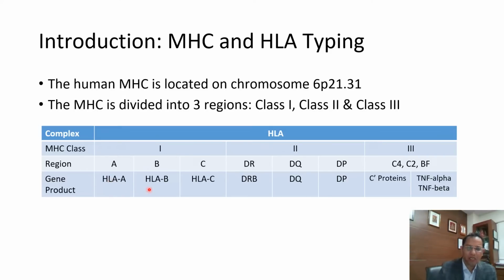So class 1 is HLA A, B, C, and class 2 is HLA DP, DQ, and DR. Out of these, A, B, and DR are non-negotiable. You have to go for HLA typing for these, especially in renal transplants and liver transplant. But in solid organ transplant, you have to go for the full house matching, that is ABC, DP, DQ, DR.